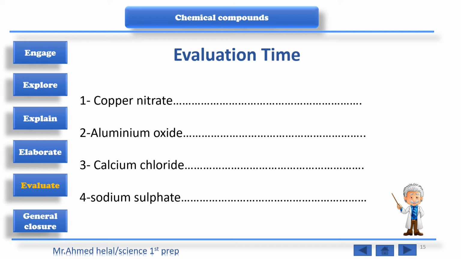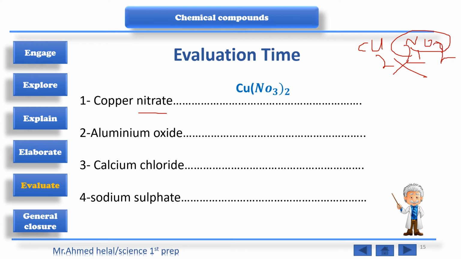Copper nitrate. This is the evaluation time. Write the chemical formula of copper nitrate. Copper is Cu, nitrate is NO3. Here, copper is divalent and nitrate is monovalent. Nitrate is an atomic group, it acts as one atom. So it will be Cu(NO3)2 after the change. But why by 2? We can write any number here or here, so we will make it by 2.